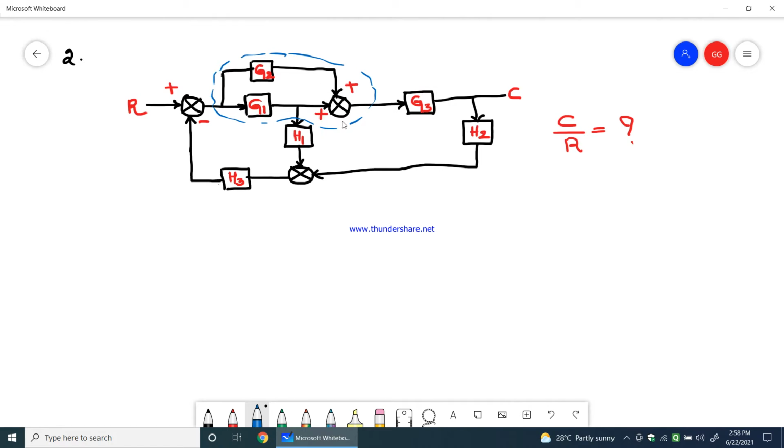you see that G2 and G1 are somehow connected to a common summing point, but the only thing is this takeaway point is in between G1 and the summing point. If I somehow remove this takeaway point by applying a technique, then I can see through that G1 and G2 will lie in parallel. Okay, they lie in parallel because both are connected to the same summing point.